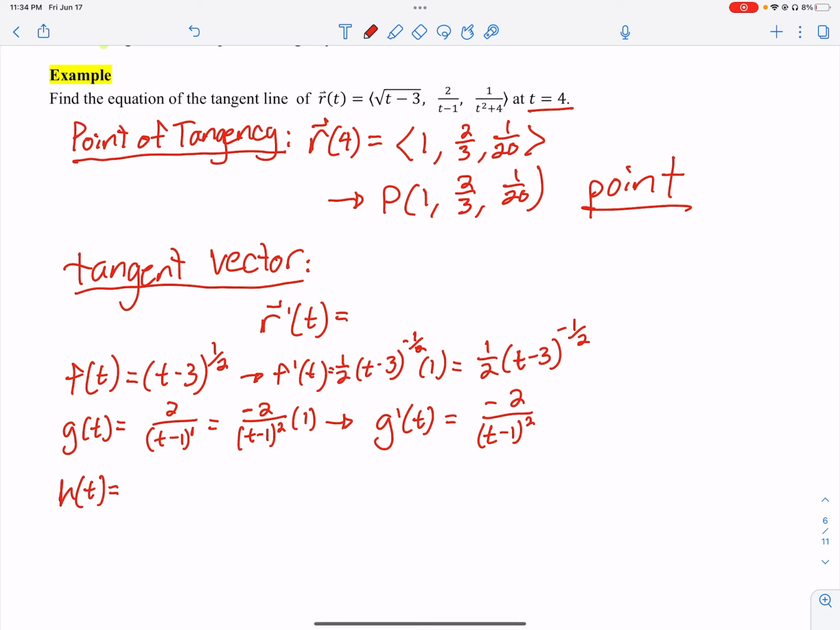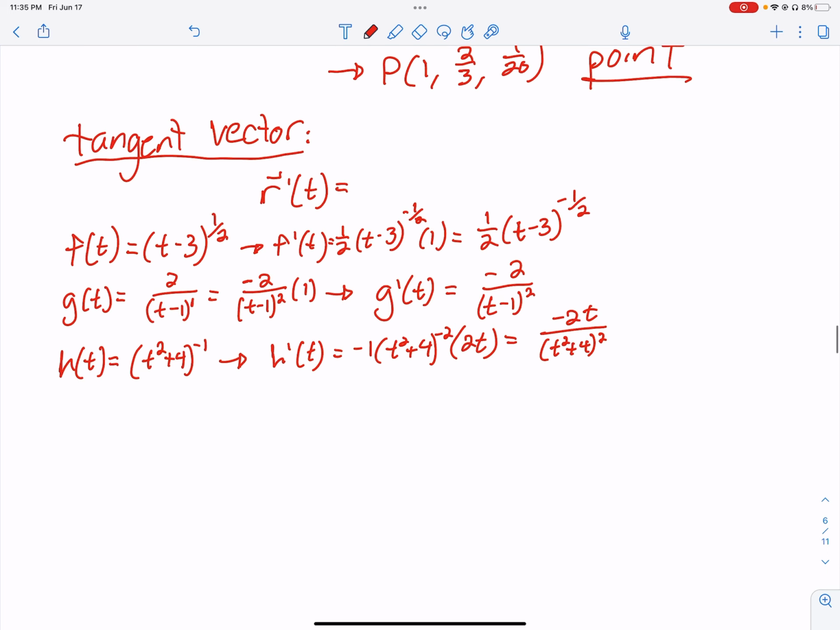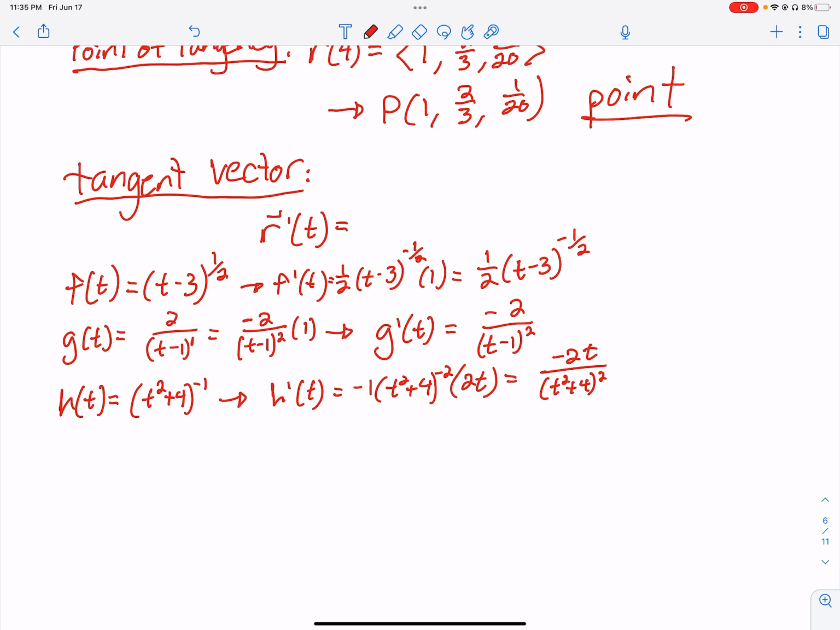h of t, I'll write this how I was thinking about the other one. I was thinking about it like this. So now I could go, okay, the derivative then, h prime of t, that negative 1 comes down. (t squared plus 4) stays, goes down to negative 2, and then I multiply by the chain rule, which is 2t in this case. That is going to be negative 2t over (t squared plus 4), and that whole thing to the second power because I brought it down. Doesn't have to be negative anymore. All right, so that's what goes in each part there.